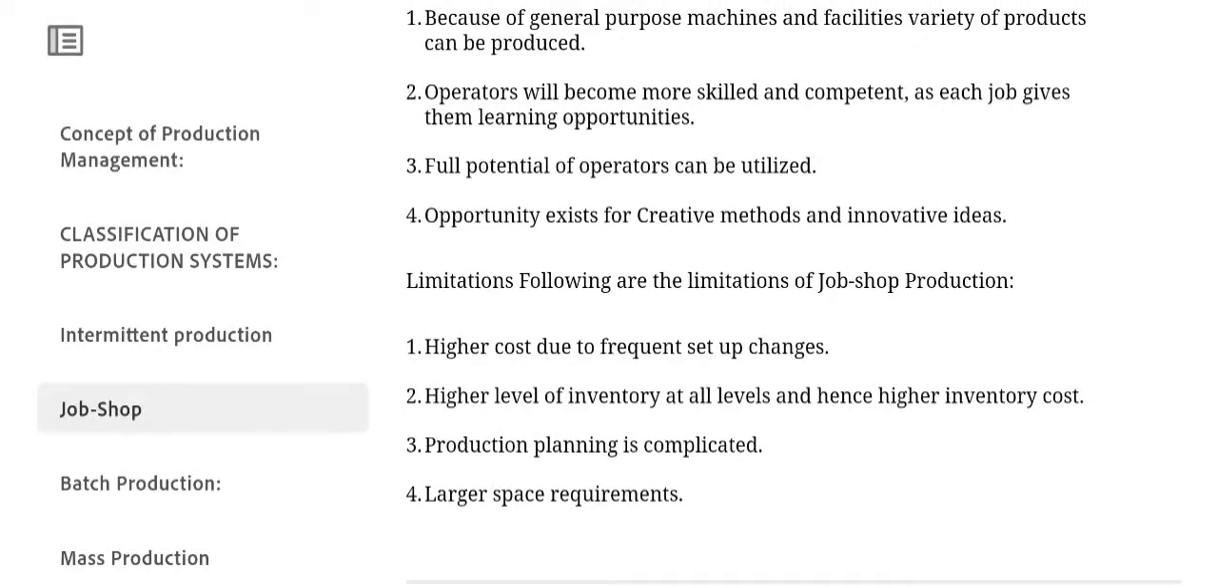And the last one is what? The larger space requirement. Why? Because for maintaining all the varieties, although they are low volumes, we need to have larger space. So this is about the job shop production.